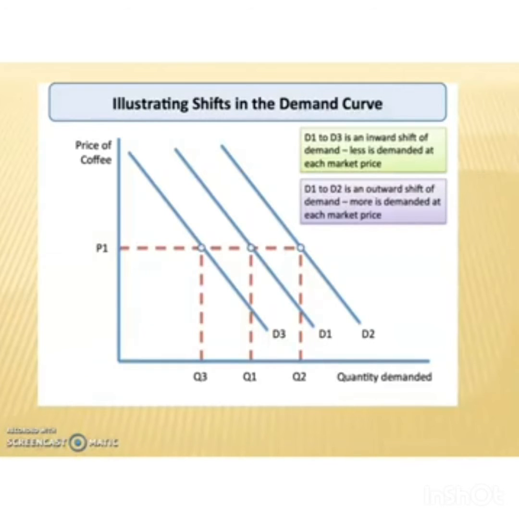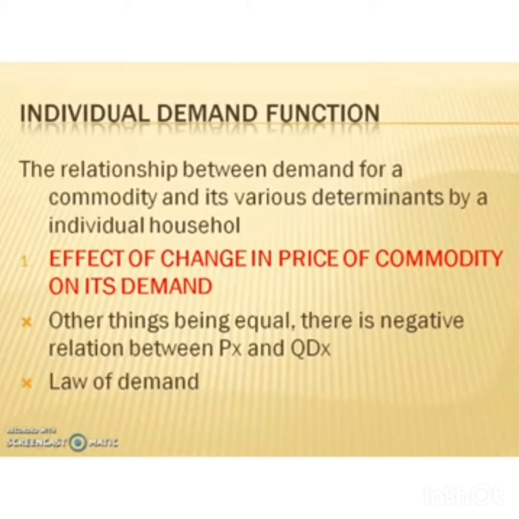So we are moving on to the topic individual demand function. Okay. So what do you mean by individual demand function? The relationship between demand for a commodity and its various determinants by an individual household is known as individual demand function. So what are the determinants of individual demand? They are price of the commodity, price of the related goods, income of the consumer, taste and preference of the consumer, expectation about future. So first factor of demand is price of the commodity.